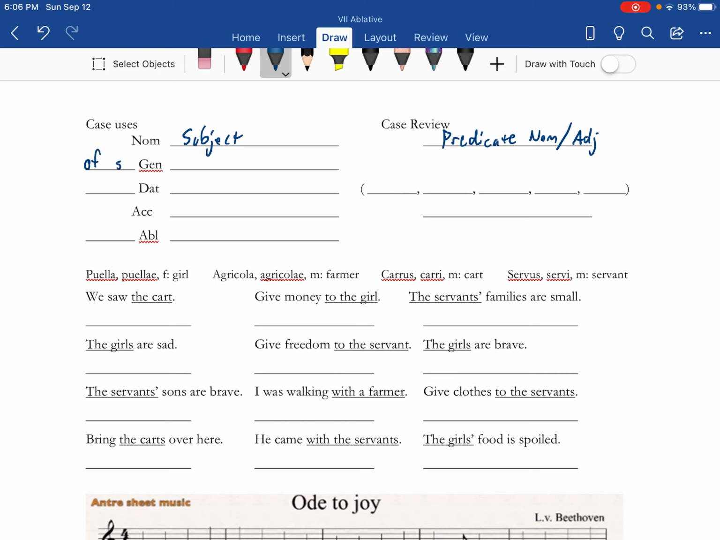We've got our words here, of or apostrophe s. And if it's plural, it can be s apostrophe. But this shows possession.